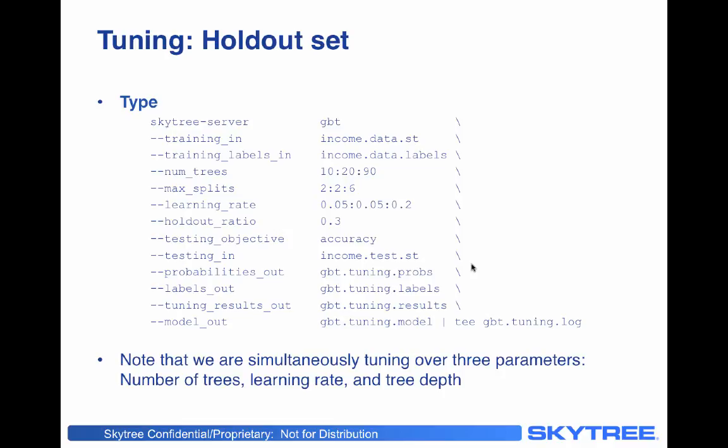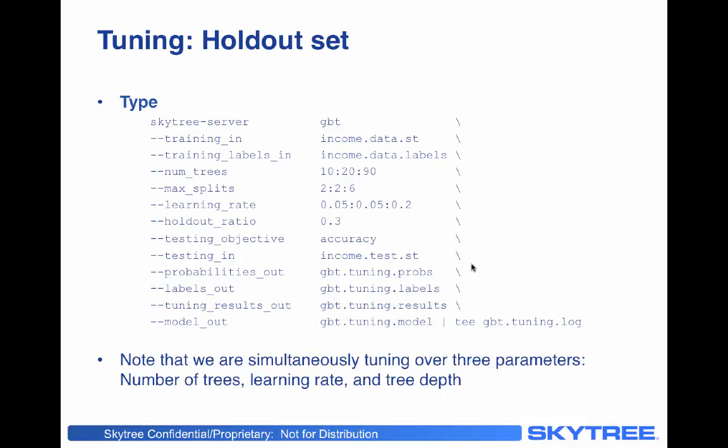And as before, we're also specifying files to write out the outputs, such as the probabilities file by using the probabilities out option, and the labels file that we want to write out using the labels out option. And we're also specifying a file for the tuning results. So the tuning results out option gives the file name where we will write a tabular form of the tuning results. And finally, we're also writing out the model, which will allow us to use this best model that we find for making predictions on other data sets.